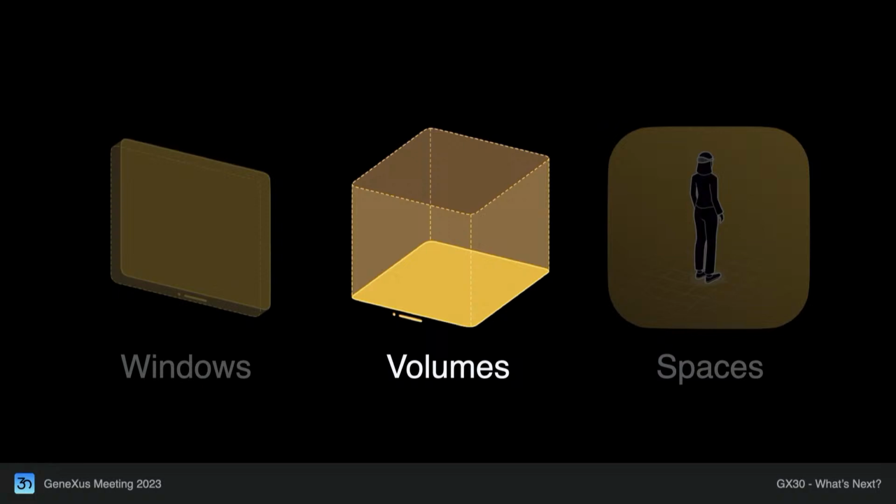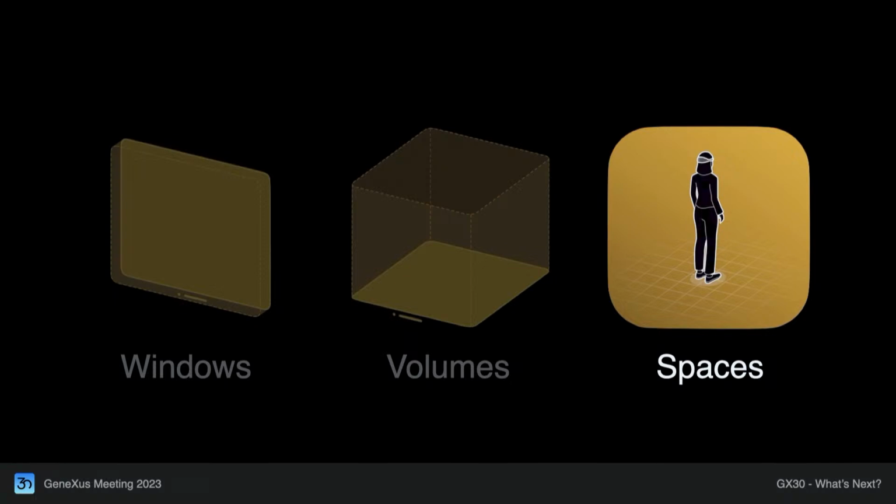Volumes are very similar to windows, but instead of 2D content, it's for when you have 3D content. And so users can see it from different angles. As with windows, you can move them and close them. But unlike windows, they cannot be resized; it's the developer that gives the size at the time of making it. Then the third form of presenting content is immersive spaces.